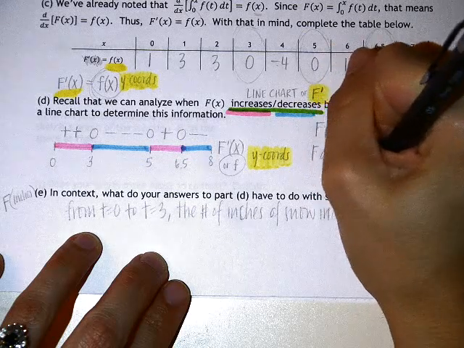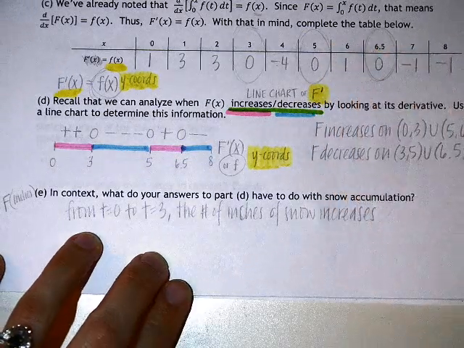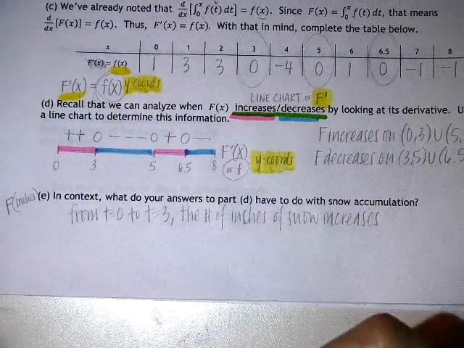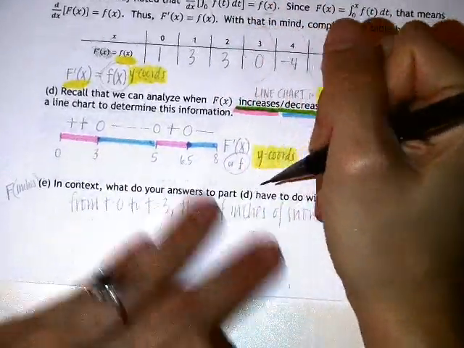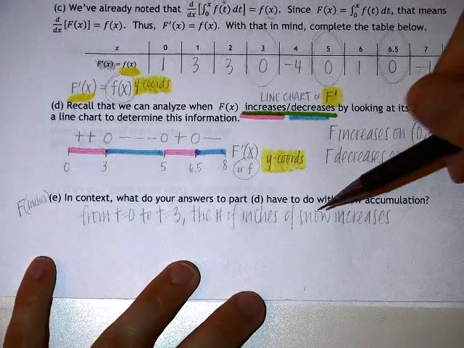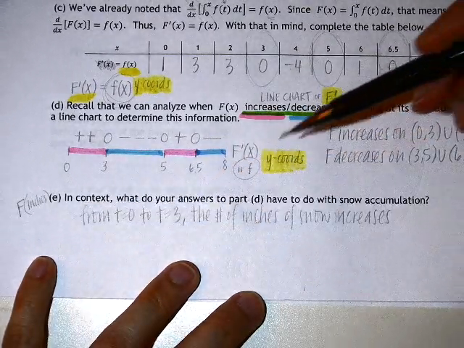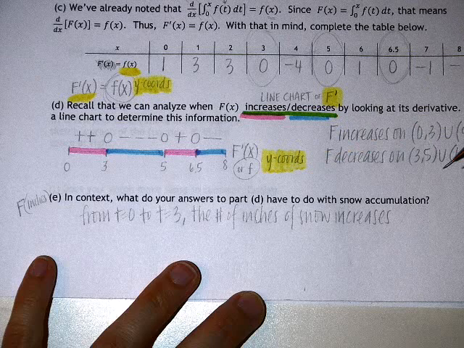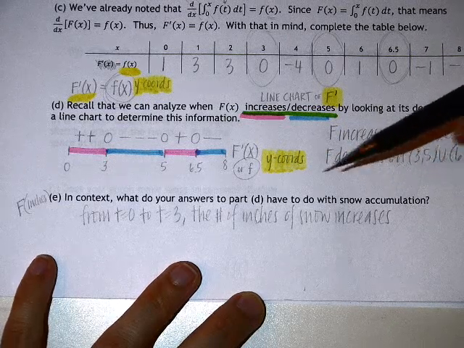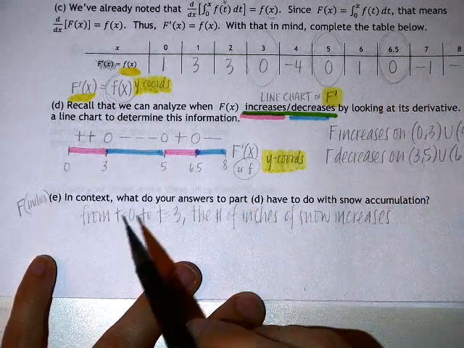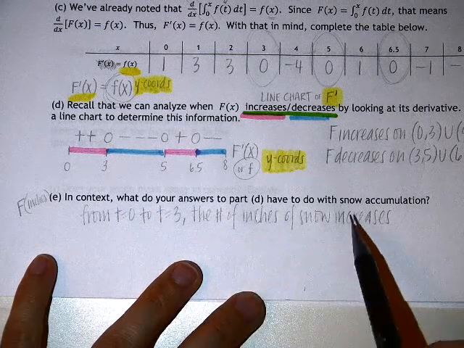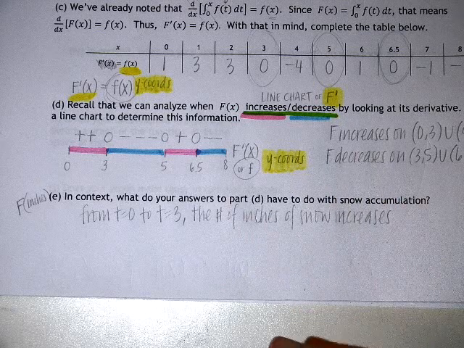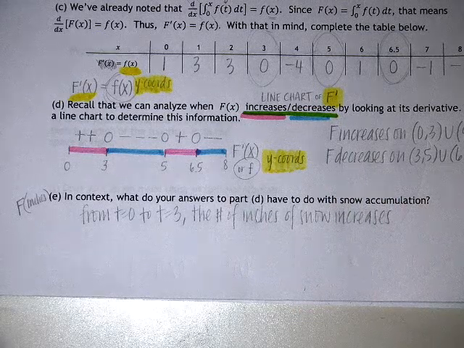Now, if you use that as a literal translation, that might help just so you can kind of make sense of what you're hearing. From time 0 to time 3, the number of inches, big F, the number of inches of snow increases. Now, that of course is what we've been calling snowfall, so you can say from time 0 to time 3, the amount of snowfall increases. But from time 0 to time 3, the number of inches of snow increases.